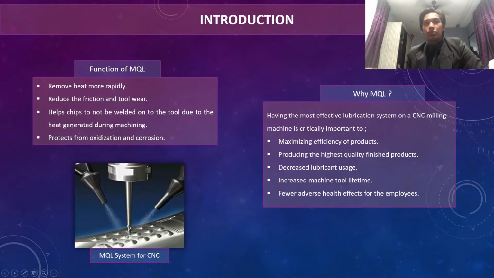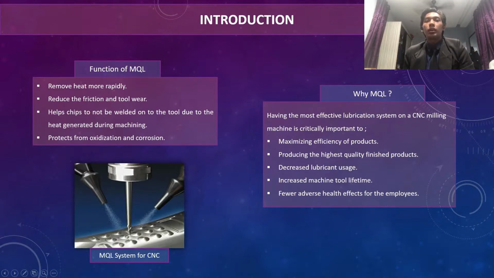What is the function of MQL? The function of MQL is to remove heat more rapidly. Overheating tools can increase wear and tear exponentially, resulting in dullness of the machine. This can lead to bending of the tool totally out of shape. The second one is to reduce friction and tool wear. Lubrication helps the tool cut more easily. This generates less heat and friction and clears the chips away from the cut. The last one is to protect the tool from oxidization and corrosion.